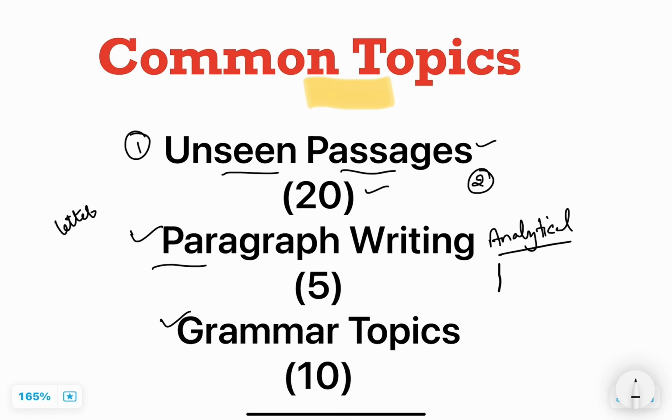Next is grammar topics. Grammar topics are the same as class 9 grammar topics. No change is there. Same subject verb agreement, modals, tenses, everything is same. And the weightage for these 3 sections is: unseen passages will be of 20 marks, paragraph writing will be of 5 marks, and grammar topics will be of 10 marks. So that means 20 plus 10, 30 plus 5, 35 marks. The topics having the weightage of 35 will remain the same as class 9 in class 10.